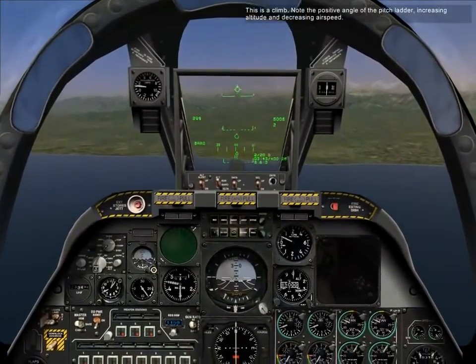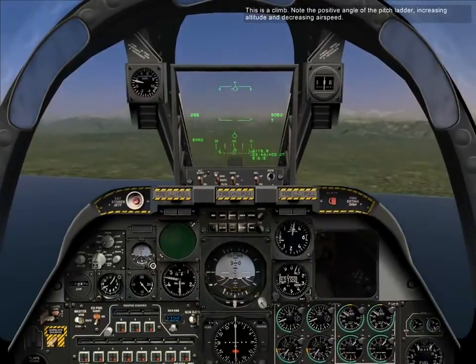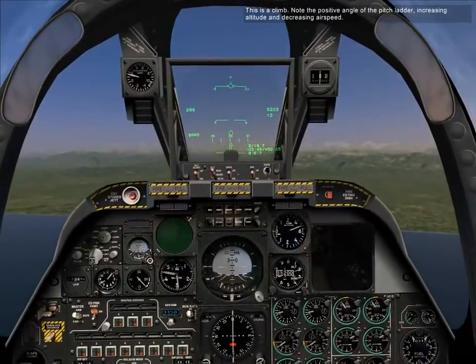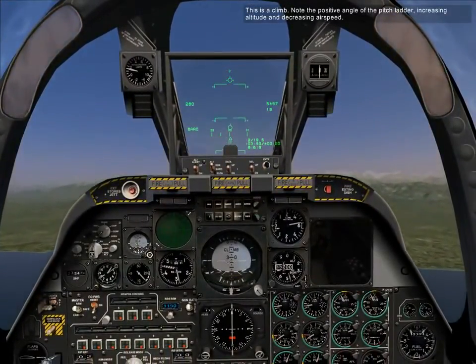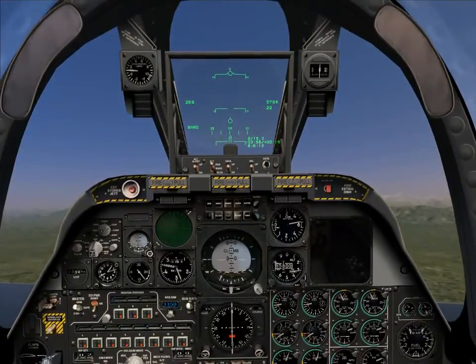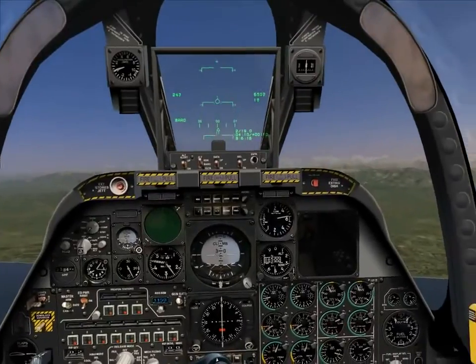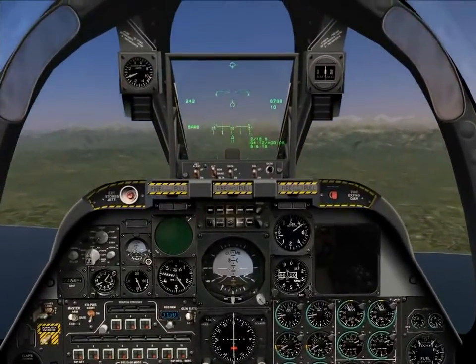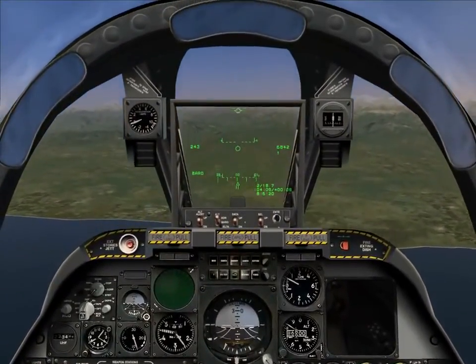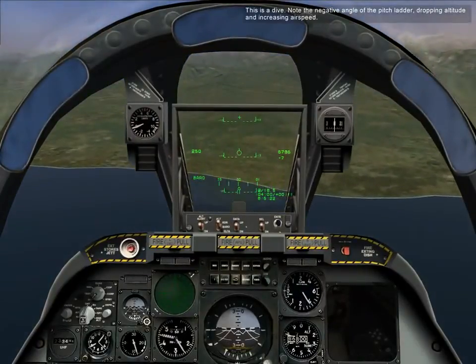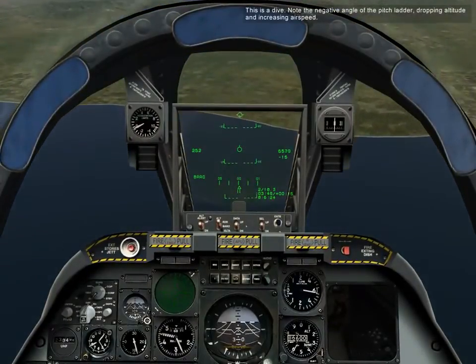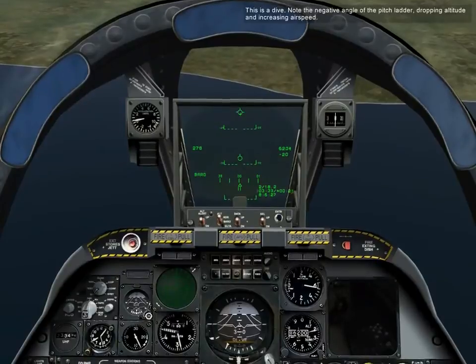The climb. Note the positive angle on the pitch ladder, increasing altitude and decreasing airspeed. This is a dive. Note the negative angle on the pitch ladder, dropping altitude and increasing airspeed.